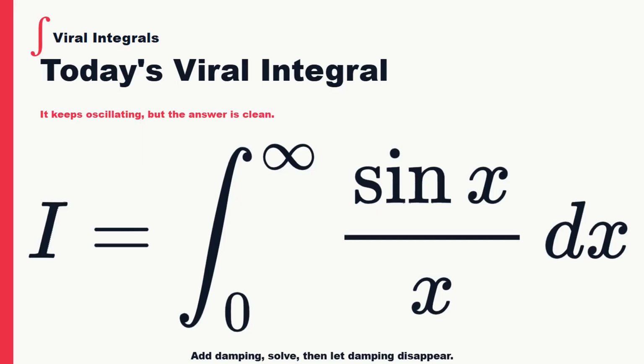Today we're solving the Dirichlet integral, the integral from 0 to infinity of sine x over x. It keeps oscillating forever, so instead of trying to force it directly, we will calm it down with a parameter, solve that easier family, and then come back to the original integral.